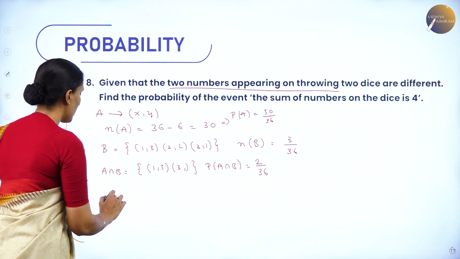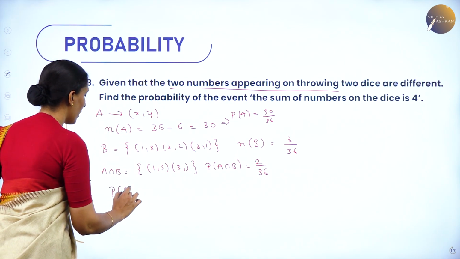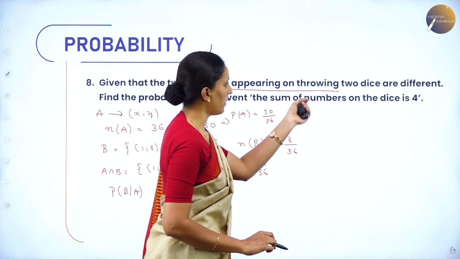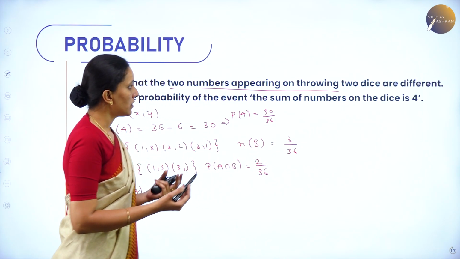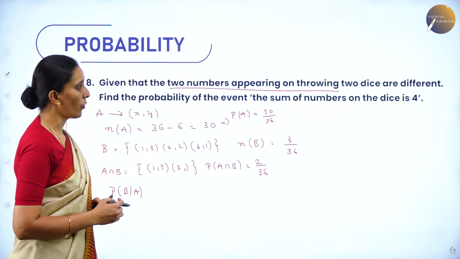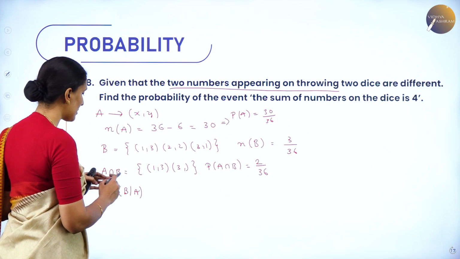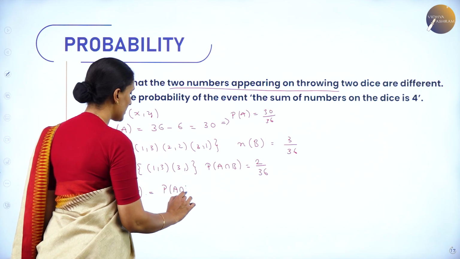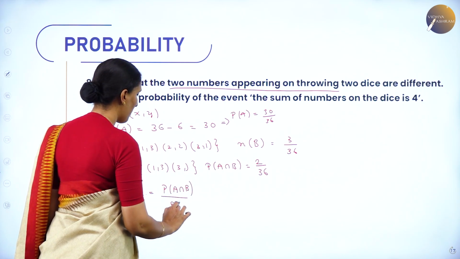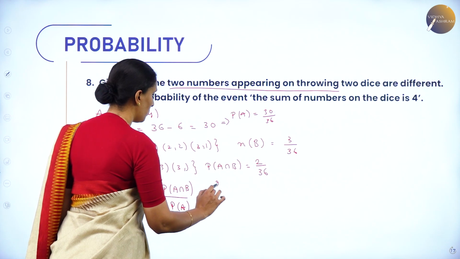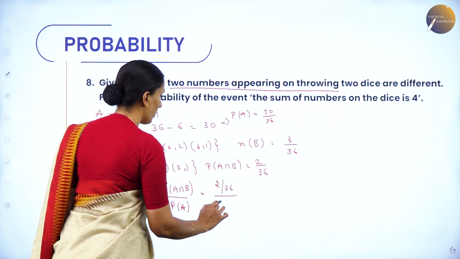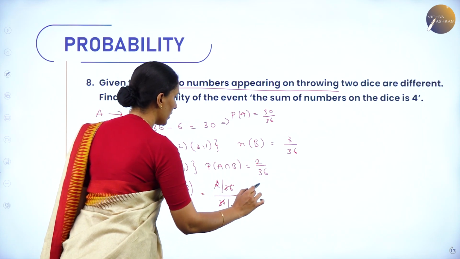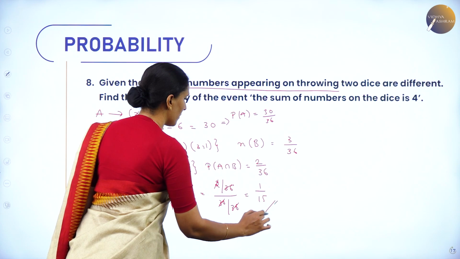Now I need to calculate the probability of B given A has happened. So that is, we need to calculate the probability that the sum of numbers on the dice is 4, given that the numbers showing on the dice are different. That is, P(B given A), which is nothing but probability of A intersection B divided by probability of A. So which is equal to 2 divided by 36 over 30 divided by 36. So when we cancel this, we'll get the value as 1 by 15.